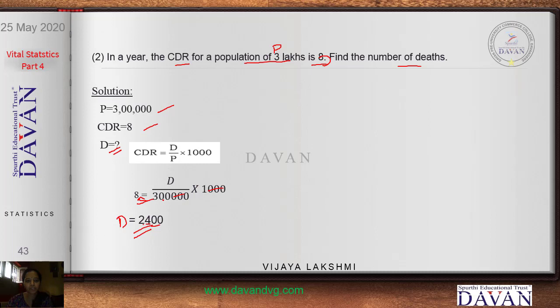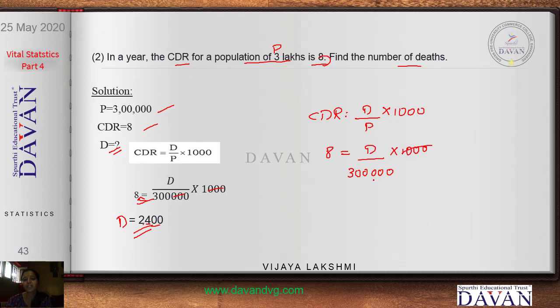I guess I'm clear with this and I hope you people know the simplification. If you people have doubts, you can just have a look into it. I'm rewriting it again. So CDR is equal to deaths divided by P into 1000. Okay, CDR is given as 8 equal to deaths, which we don't know, divided by P, which is 3 lakh, into 1000.